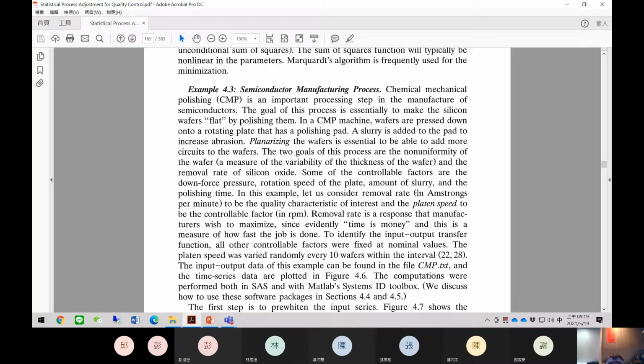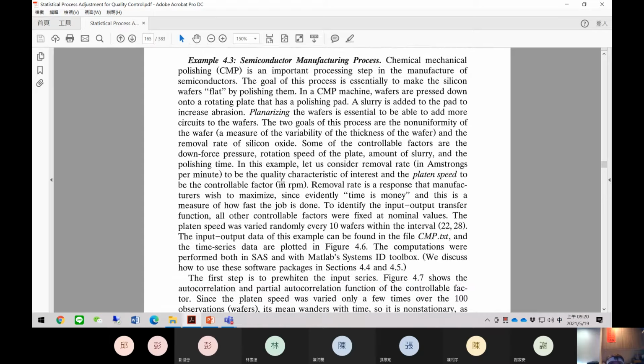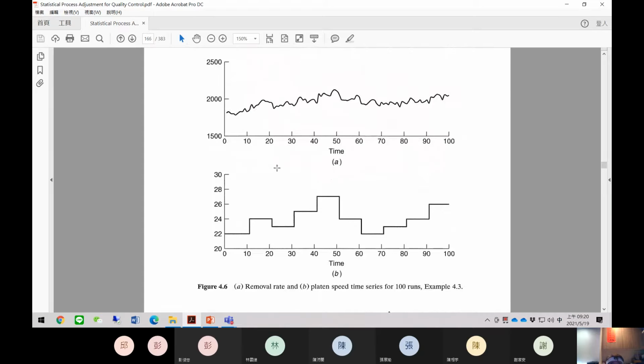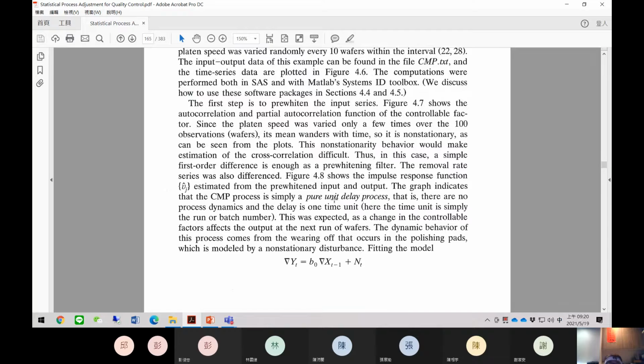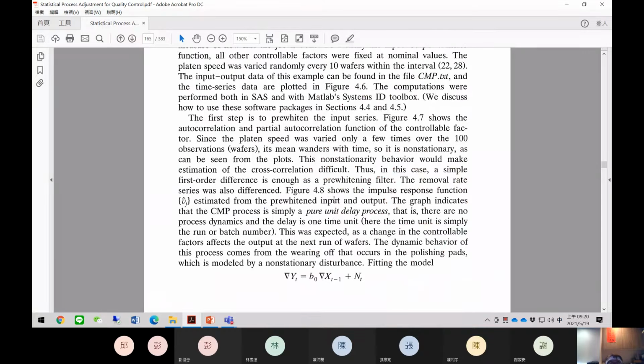Since we don't have any homework for this chapter, we don't provide this data file to all of you. And the time series data is plotted in Figure 4.6 like this. A is the removal rate, B is the platen speed. So every 10 wafers, we just change the platen speed like this.